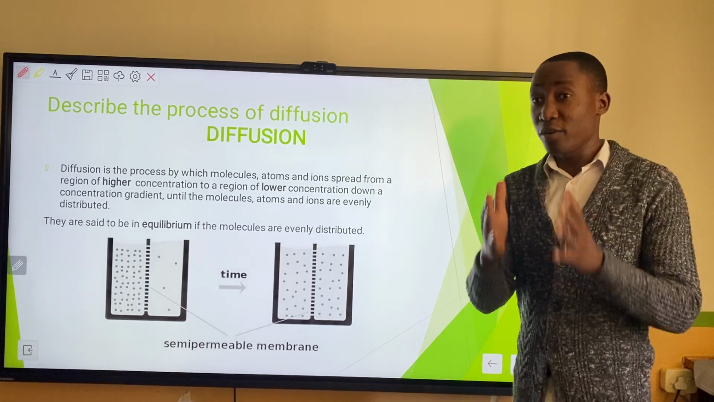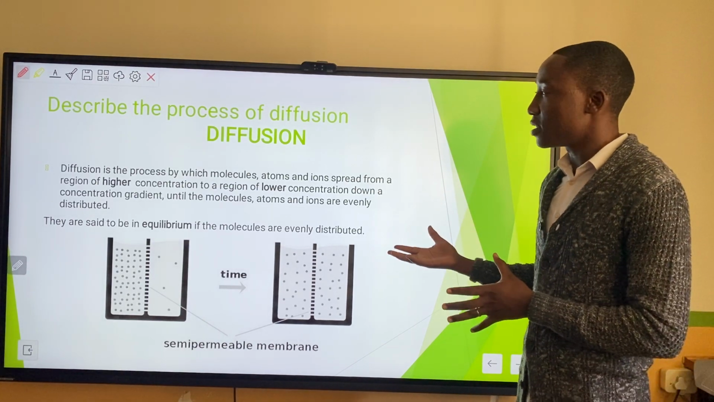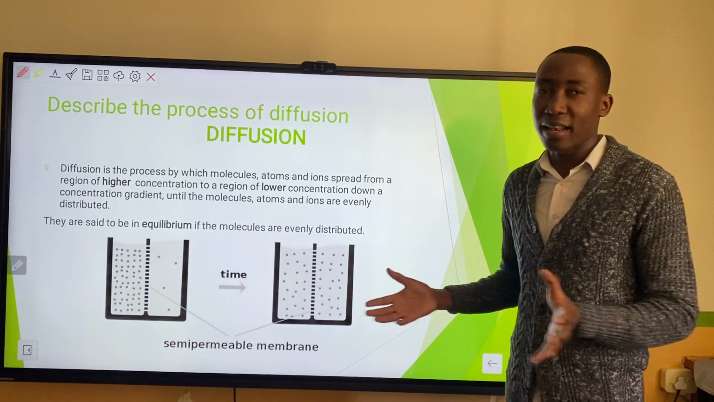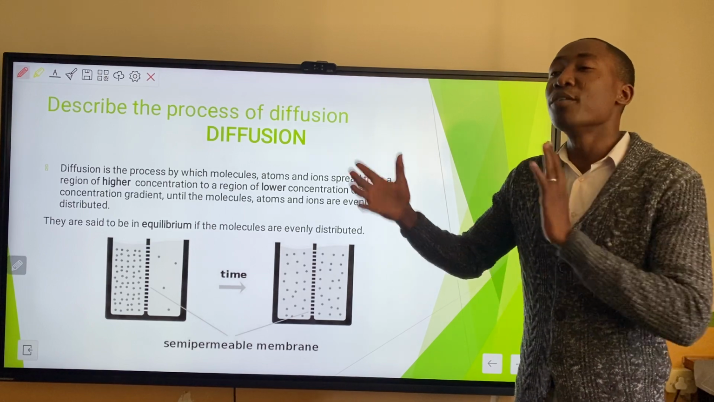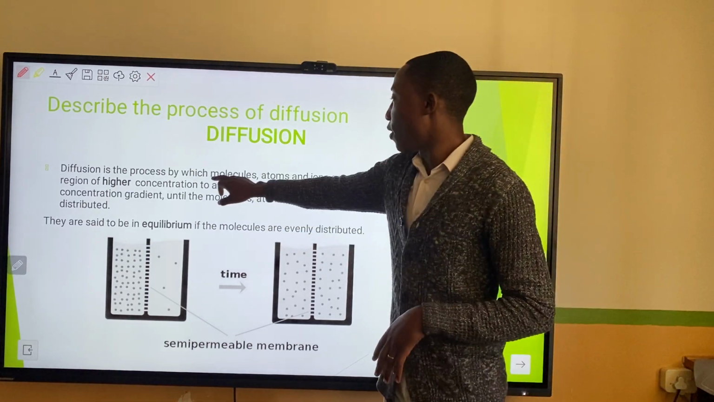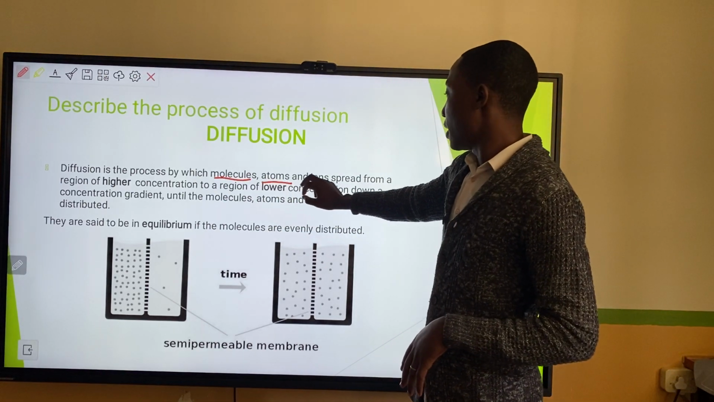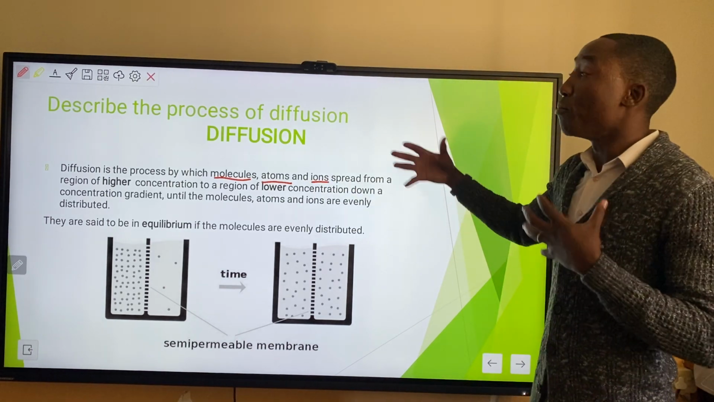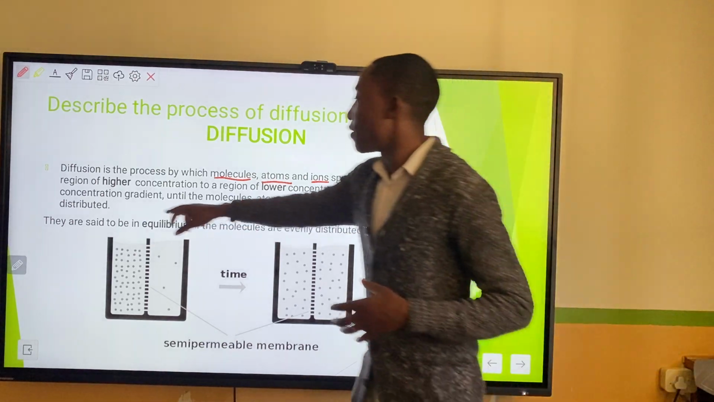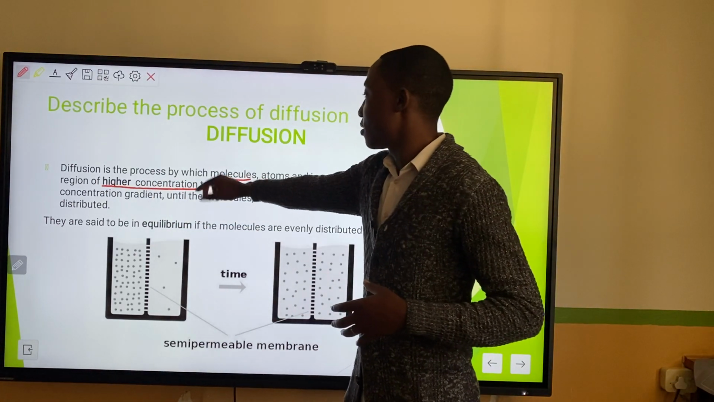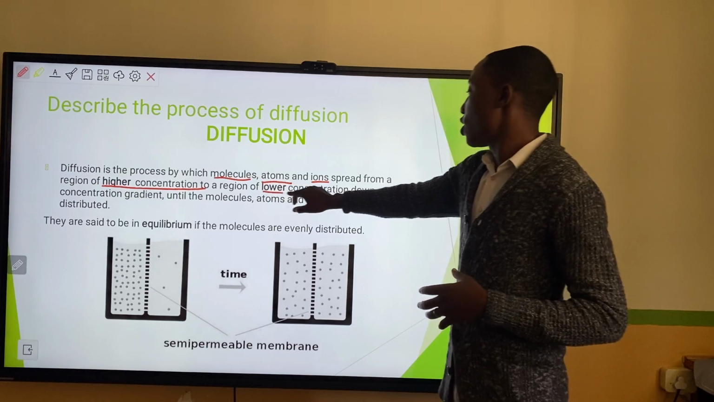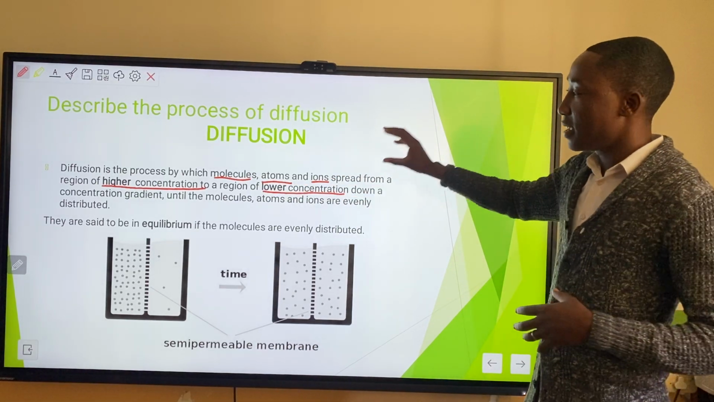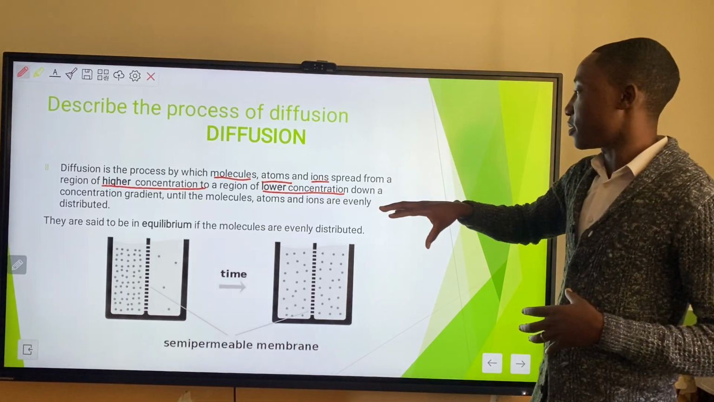And what you guys say when defining diffusion is that it is the movement of things, or the movement of molecules, and like that you are implying that it's only molecules, but we are talking about molecules, atoms, and ions that spread or move from a region of high concentration to a region of lower concentration. Now, those terms that I'm highlighting are very important because those are the marker points.